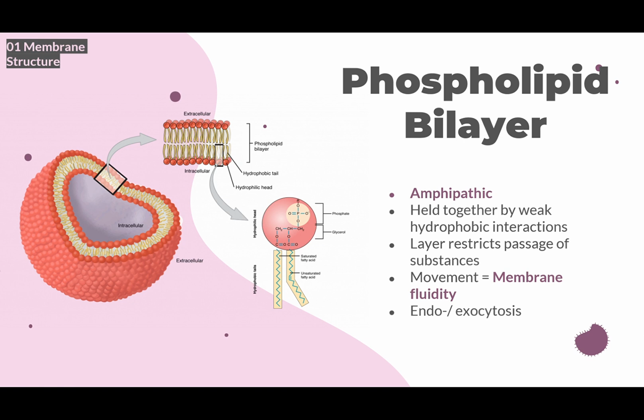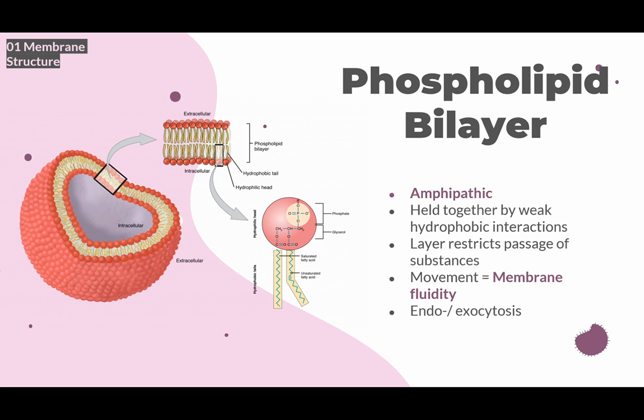And basically it provides a transition between the intracellular and the extracellular space, as you can see here, and the fatty acid tails are pointing towards each other, whereas the hydrophilic heads point to the outside. The properties of said phospholipids are that they're held together by weak hydrophobic interactions between the tails. It provides a layer that restricts passage of substances, so it controls permeability. Furthermore, these individual phospholipids move, and this provides membrane fluidity or flexibility, and that fluidity also allows for the spontaneous breaking and reforming of membranes, allowing for endo and exocytosis.